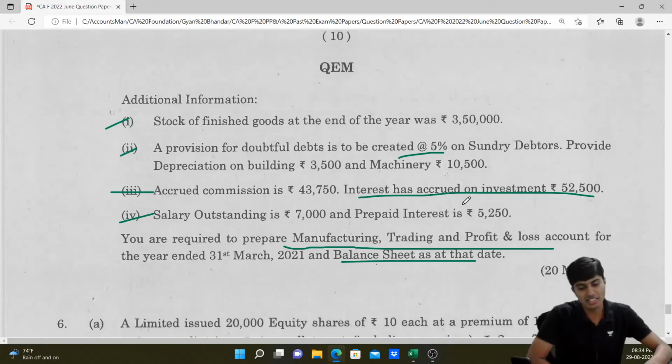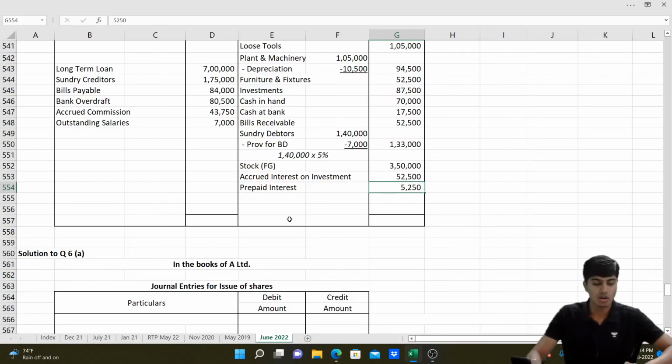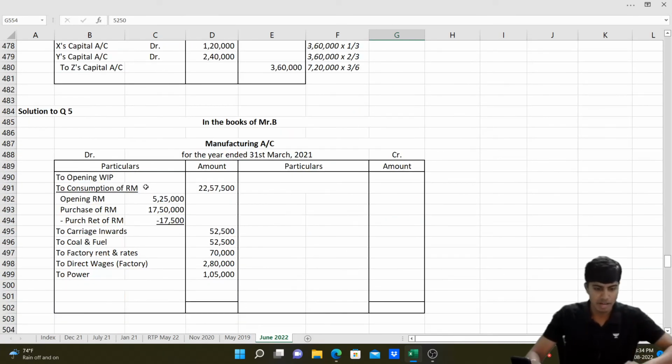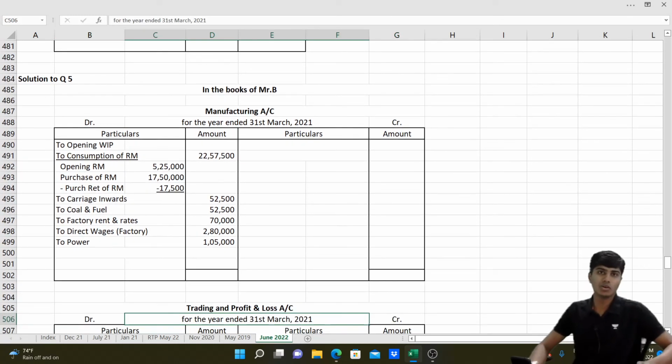Fantastic. That's it, guys. All the items are over. Now all that we need to do is just close these accounts. In the manufacturing account everything else is written. So there is no closing stock of items there. There is no closing stock of work in progress. So all that we are left with is writing down our profit, cost of production.